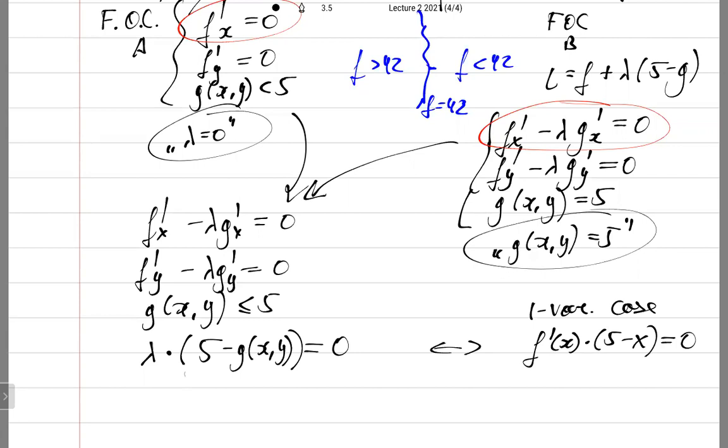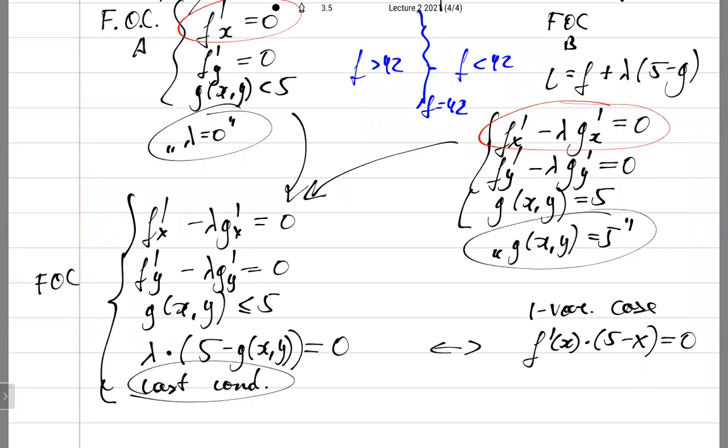Okay, and now we have one more constraint. This is the first order condition, but one condition is necessary. So we have one missing condition. If we write it, then we will completely discover everything. So the last condition is missing. I will try to explain the last condition now.